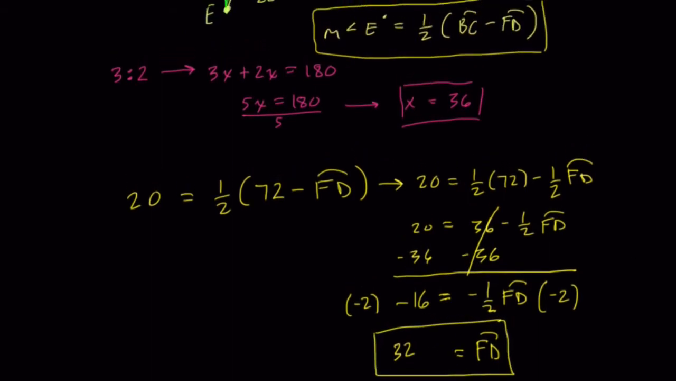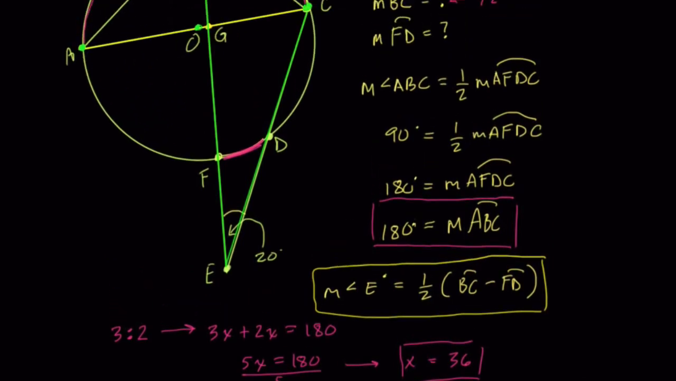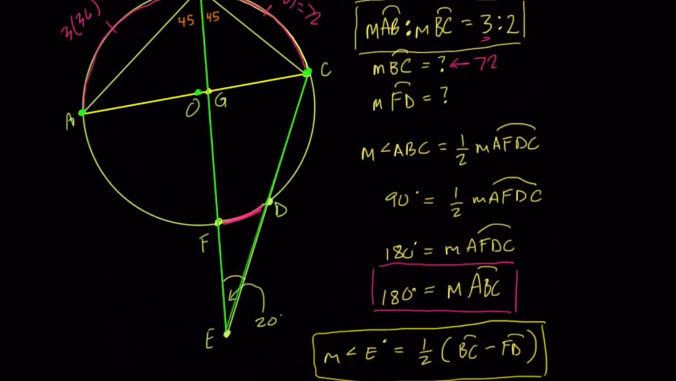So to recap, what happened here? Well, we're dealing with a secant. With a secant, one thing that's critical is that the angle formed by a secant and a tangent, or formed by a secant and a secant, is equal to 1/2 of the difference of the two arcs it intercepts, the larger one minus the smaller one, and that was this formula right here.